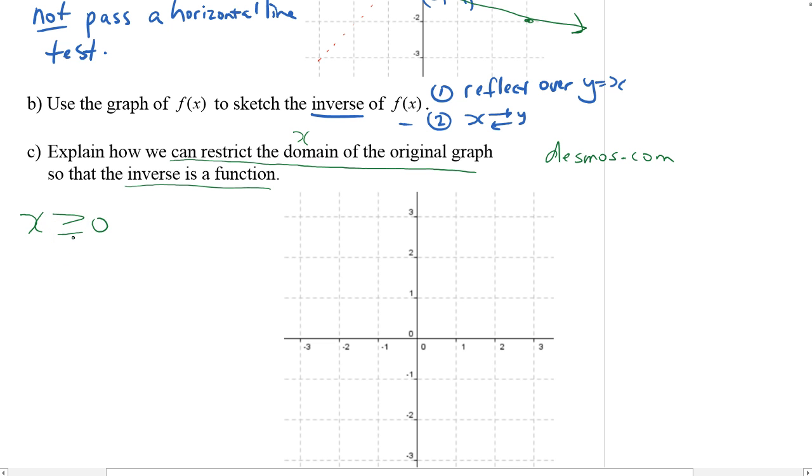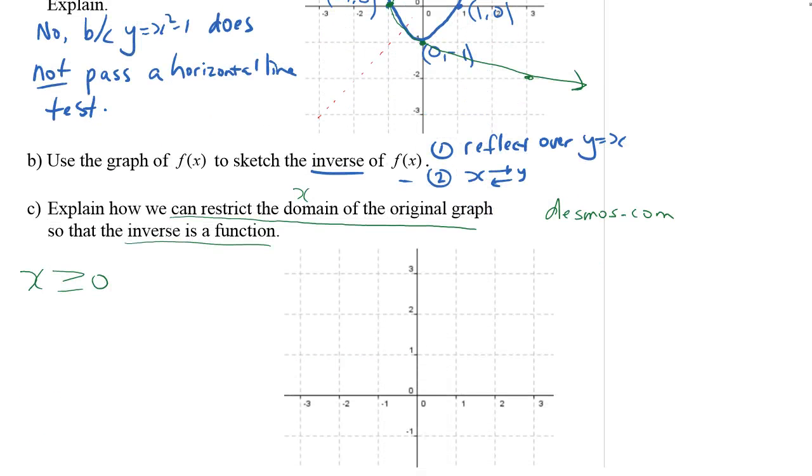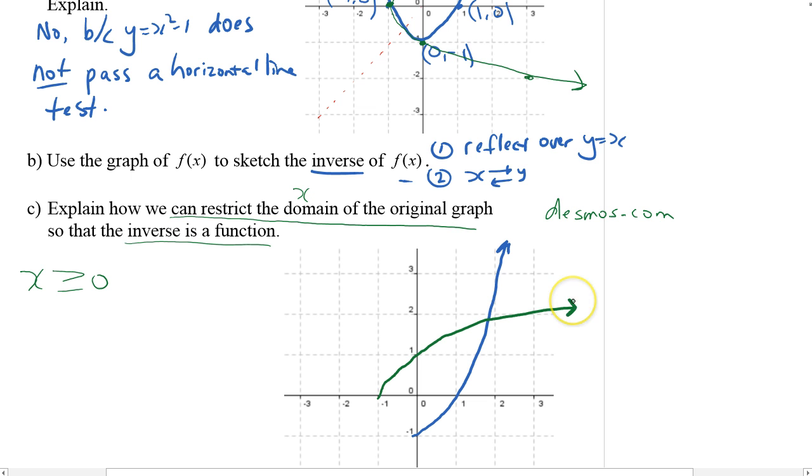So what we end up getting as a graph, my original one was blue. Let's go back to blue. It just goes along like this. That would be my original function. And now, as a result, my inverse function goes kind of like that. That's what I get as my inverse function.